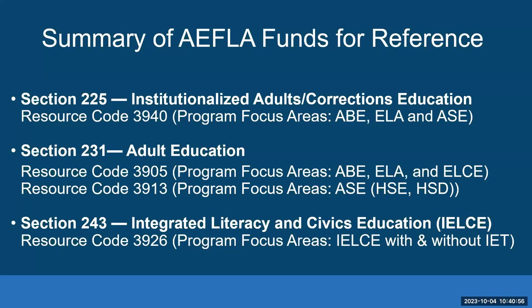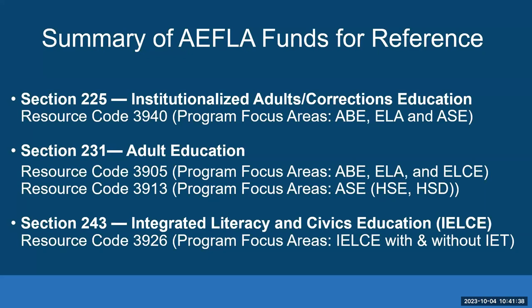So for instance, section 231 has two resource codes. Resource code 3905, the program areas that can use those funds are ABE, Adult Basic Education, ELA, English Language Acquisition, and EL Civics. And we also have resource code 39113 under section 231. Those funds are intended for adult secondary education, which in California is high school equivalency, GED or HiSET, and high school diploma.